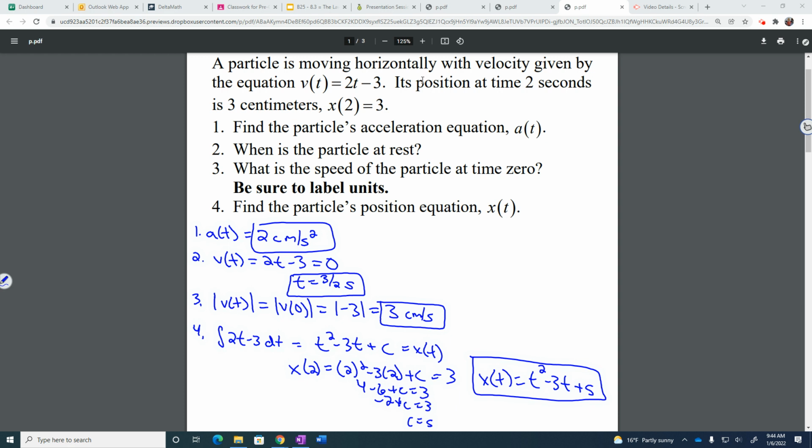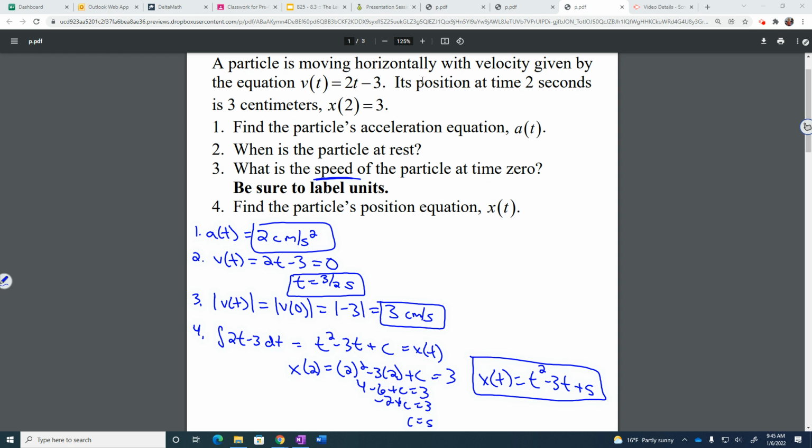So first, their acceleration is the derivative of velocity, which is just 2. The particle is at rest when the velocity is 0, so that's 3 halves seconds. For 3, the keyword here is speed. Speed is always a positive number, so make sure you take the absolute value of the velocity. So v of 0, take the absolute value of that, because if you put -3, that would be wrong. The speed has to be a positive value, so it's positive 3 centimeters per second.